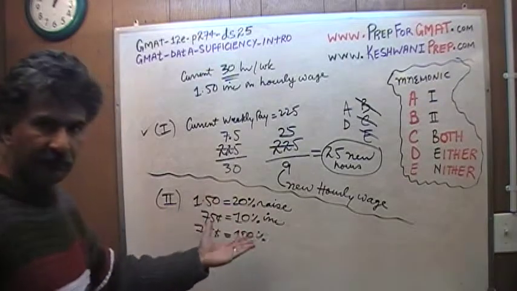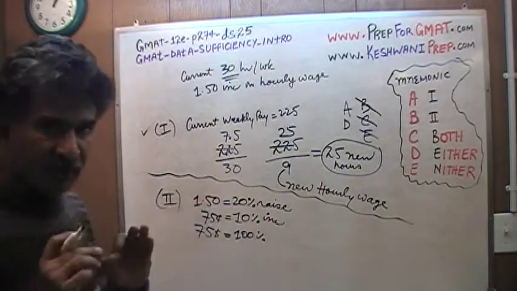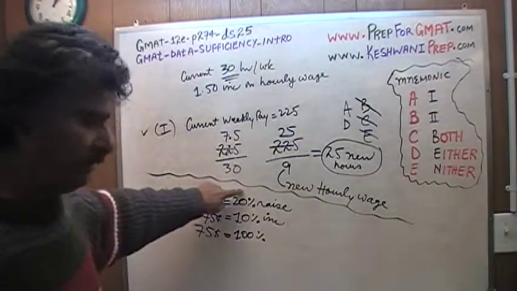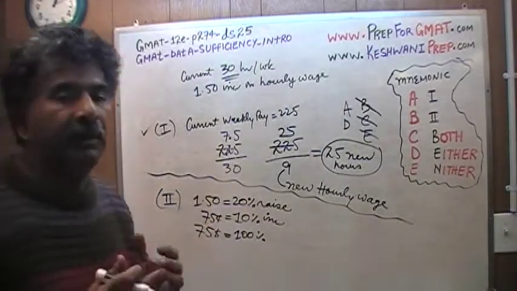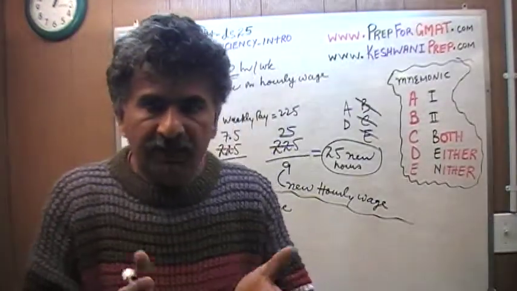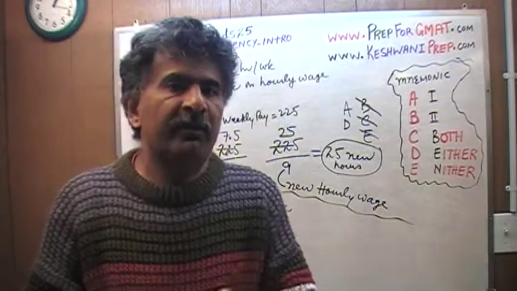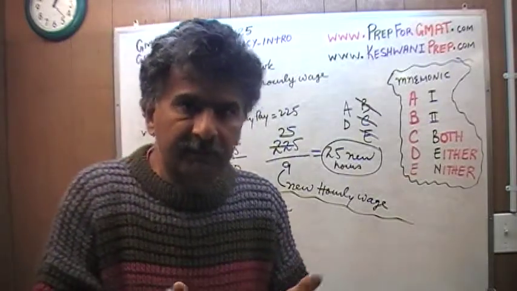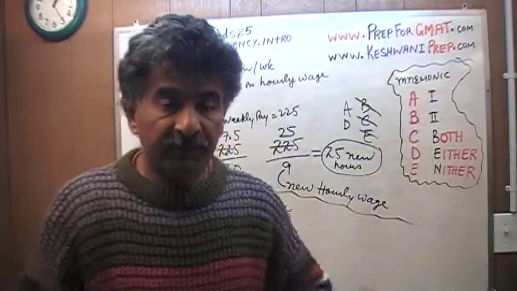And again, I'm doing this work unnecessarily. All we need to realize is that if we know that $50 represents a 20% raise, from that I can figure out what must be the 10%. If $50 is 20%, 10% must be 75 cents. And if 10% of her hourly wage is 75 cents, her hourly wage must be $7.50.